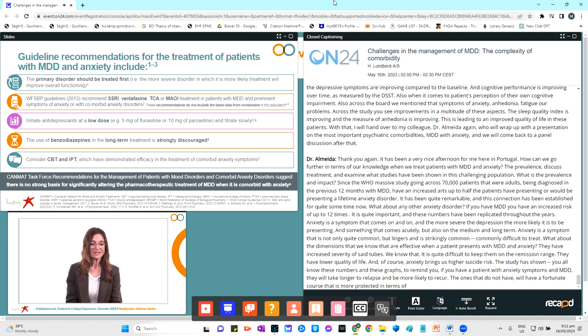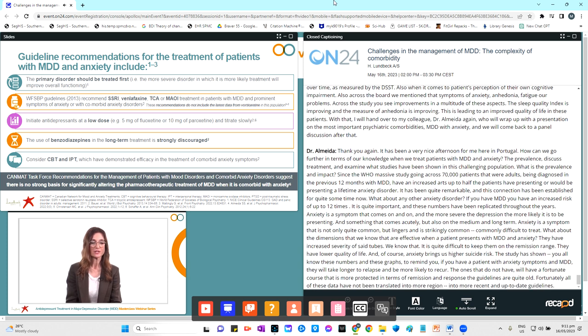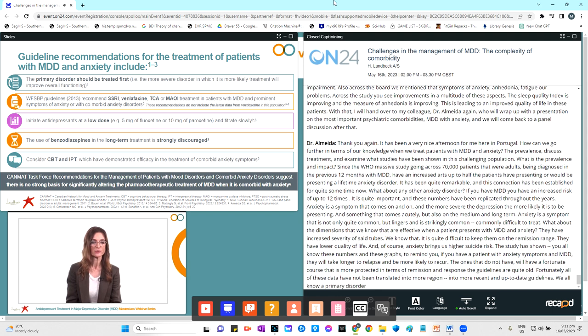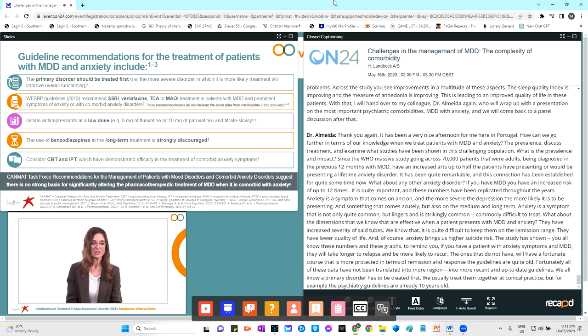And, well, the guidelines are quite old. Unfortunately, all these data have not been translated into more recent and up-to-date guidelines. And we all know that the primary disorder, either MDD or any anxiety disorder, has to be treated first. We usually treat them together in clinical practice. But, for example, the World Federation of Societies of Biological Psychiatry guidelines are already 10 years old.